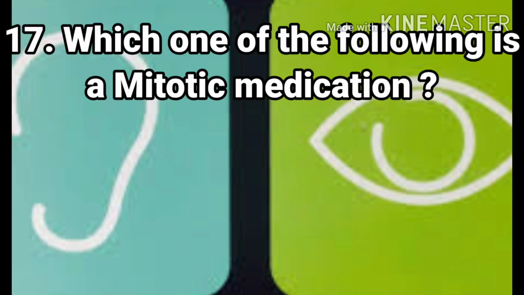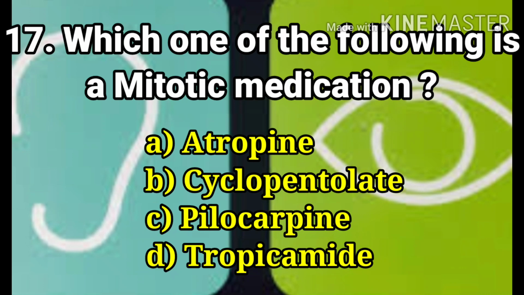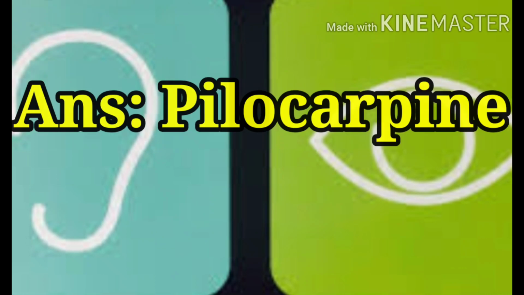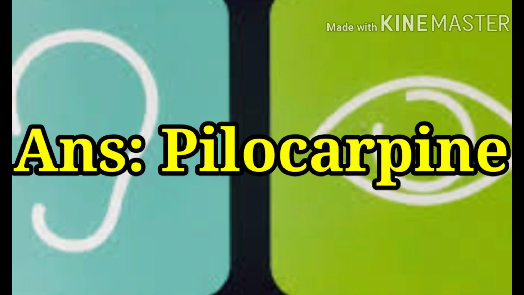And the next question, which one of the following is a mitotic medication? The options are atropine, cyclopentolate, pilocarpine and tropicamide. Which one of the following is a mitotic medication? And the answer is pilocarpine. The mitotic or cholinergic medication reduces the eye pressure by increasing the drainage of intraocular fluid through the trabecular meshwork.